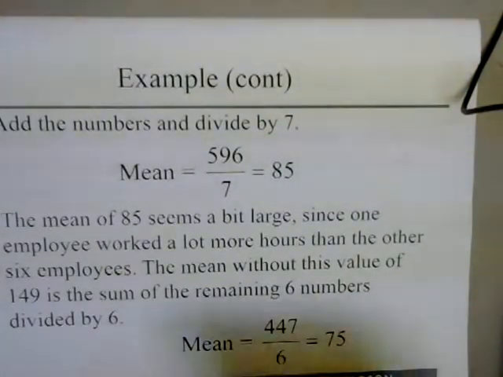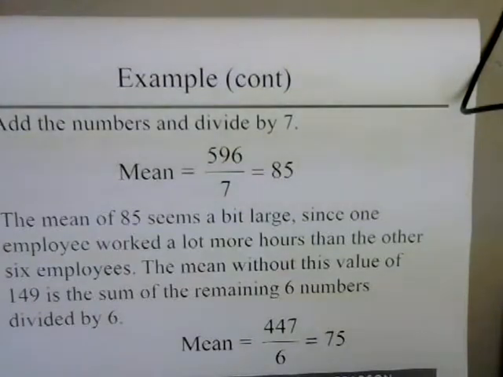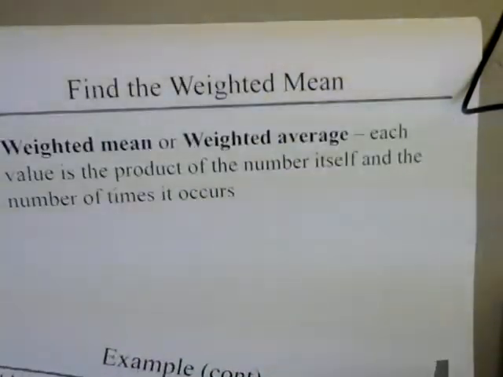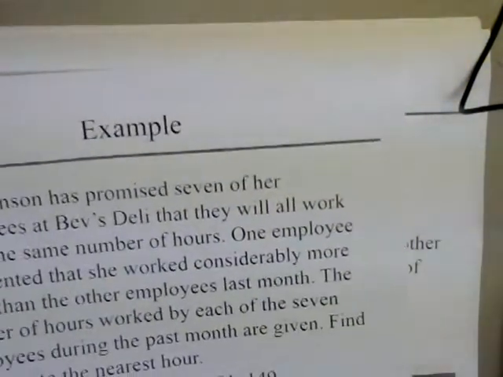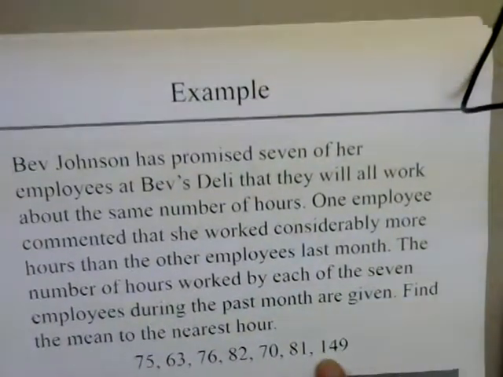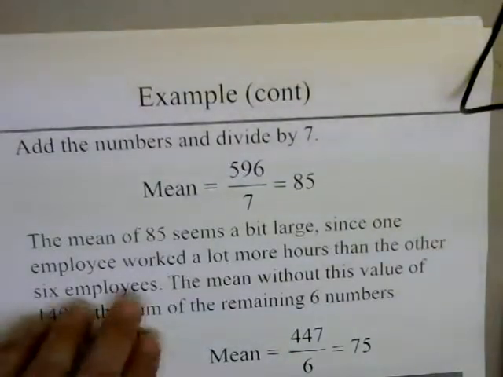So the mean of 85 seems a bit large, since one of the employees worked a lot more hours than the other 6 employees. The mean without this value, if you subtracted the 149, would be 75. So maybe that one worker's number is a mistake, but assuming this number is accurate, it's pretty obvious that one of the employees is working quite a bit more.